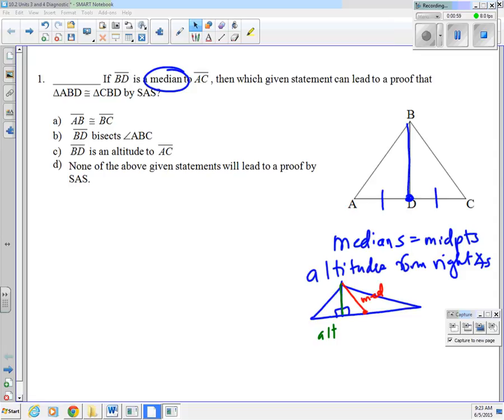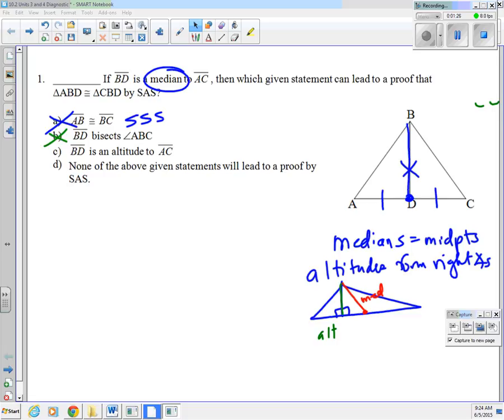So I want to prove the two smaller triangles congruent. So I have this side automatically shared. So I want side angle side here. Well, AB congruent to BC would give me side, side, side. That's not going to work. BD bisects angle ABC would give me angles up here, and that would actually give me side, side angle. That wouldn't work at all for congruence, let alone SAS.